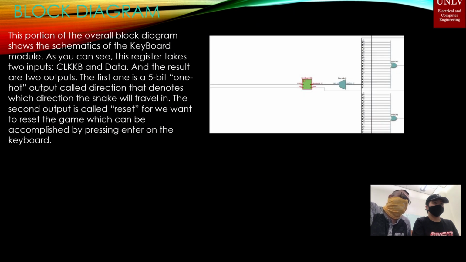Block diagram. This portion of the overall block diagram shows the schematic of the keyboard module. As you can see, this register takes 2 inputs, clock keyboard and data, and the result is 2 outputs. The first one is a 5-bit output called direction that denotes which direction the snake will travel in. The second output is called reset, for when we want to reset the game, which can be accomplished by pressing enter on the keyboard.